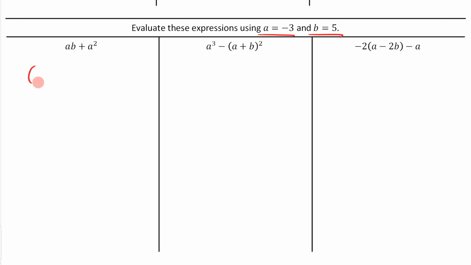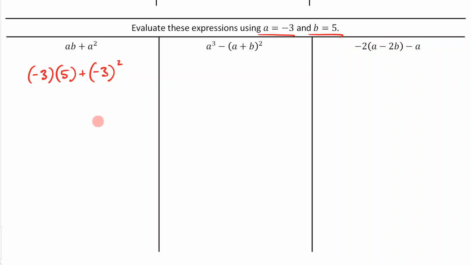A is equal to -3, b is equal to 5. Then I'm going to plus, then I've got a is equal to -3 squared. And that's what it should look like. So I just substituted in there. Now, let's do these indices first.